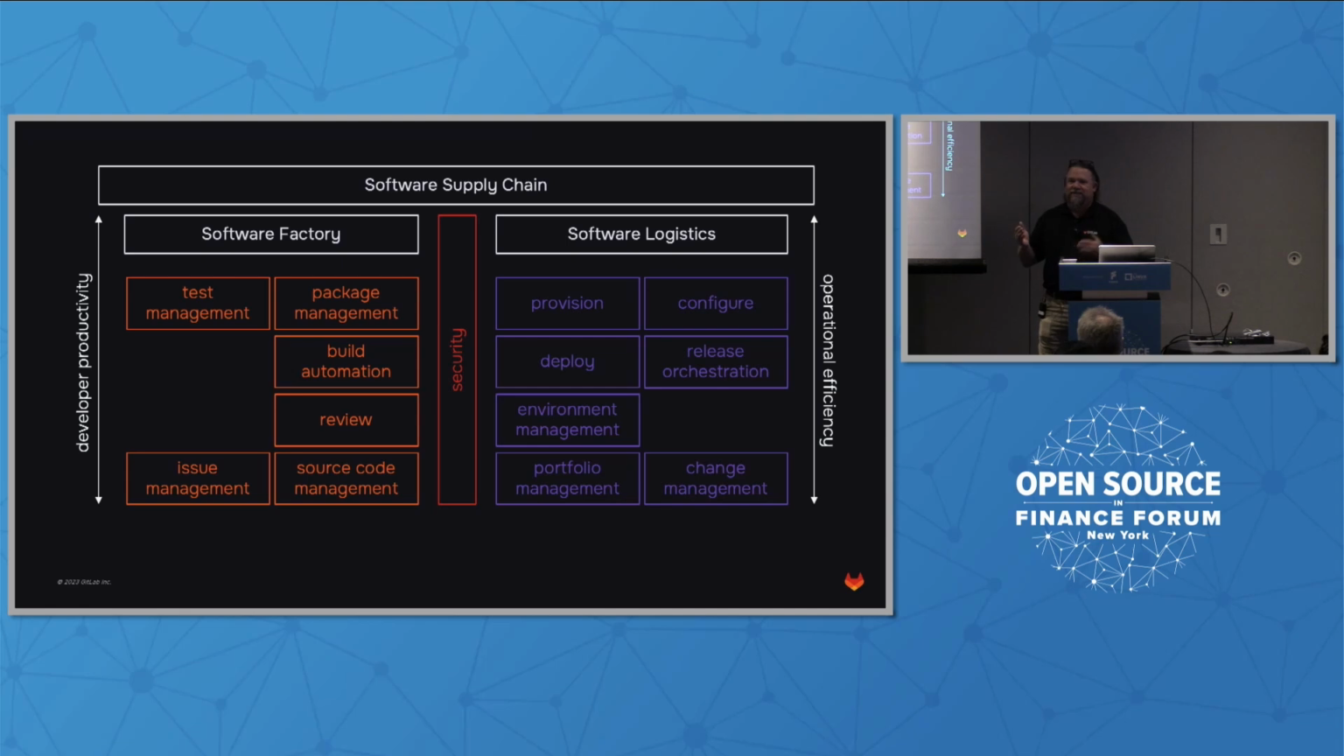Software logistics is everything after the package. Now, how many people here have heard the term continuous deployment? How about continuous delivery? How about progressive delivery? Okay, a little less progressive. How about release orchestration? Okay, now I know who the old people are in the room.